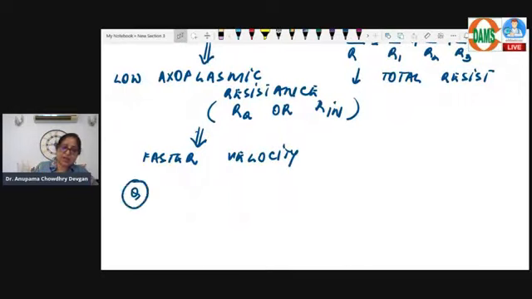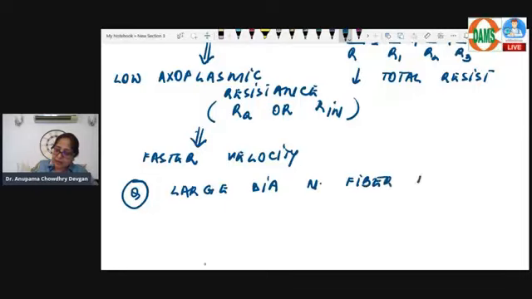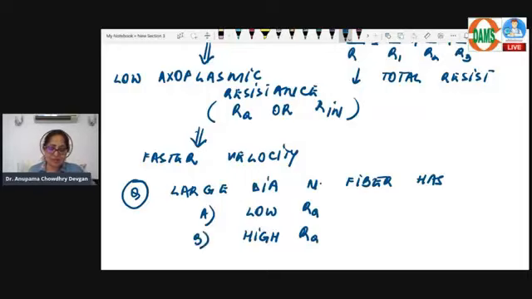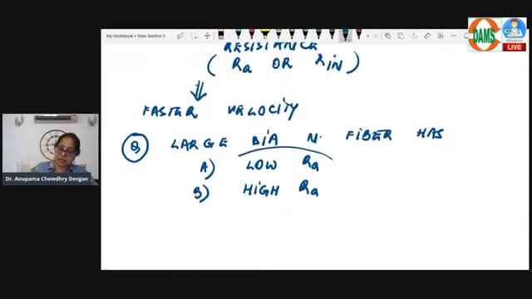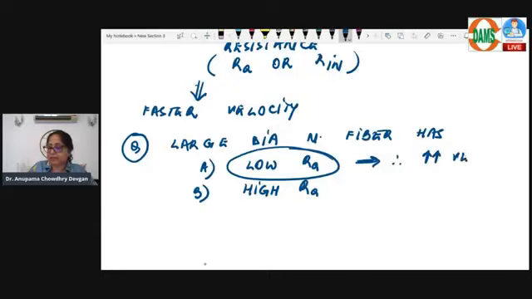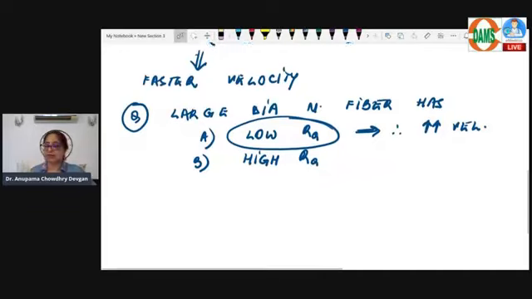So that means there is a question here which I'm going to ask you, and that is, a large diameter nerve fiber has a low RA or a high RA. RA is axoplasmic resistance. So the answer will be low RA, and therefore a faster velocity. Right? A larger diameter nerve fiber has a low RA and therefore a faster velocity.